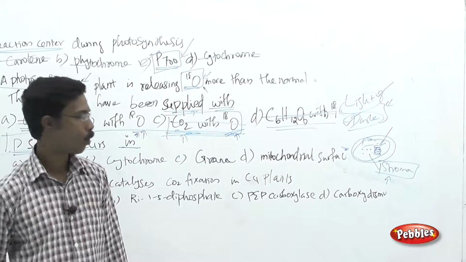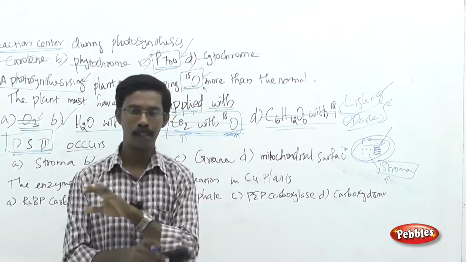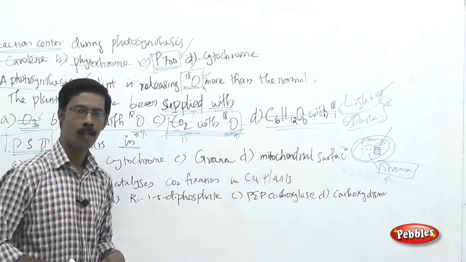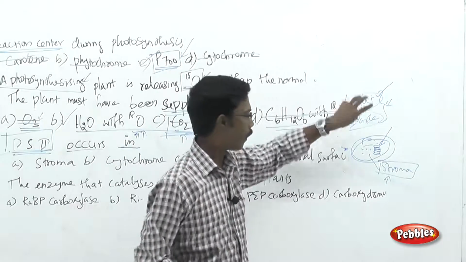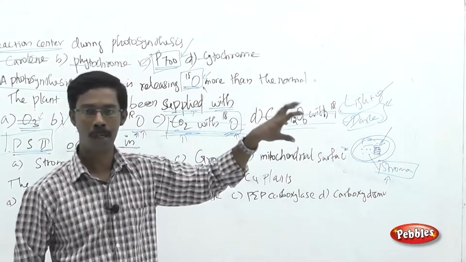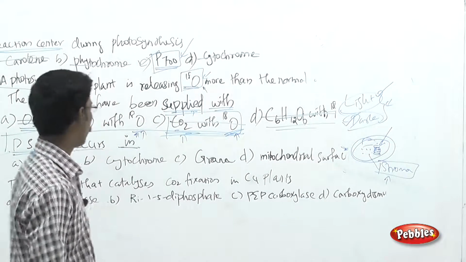What will happen during the light reaction? As I told you, absorption of light, splitting of water, and they are going to produce the ATP and NADPH during the light reaction. What will happen in a dark reaction? They are going to utilize the ATP and NADPH to fix the carbon dioxide as an organic sugar molecule.